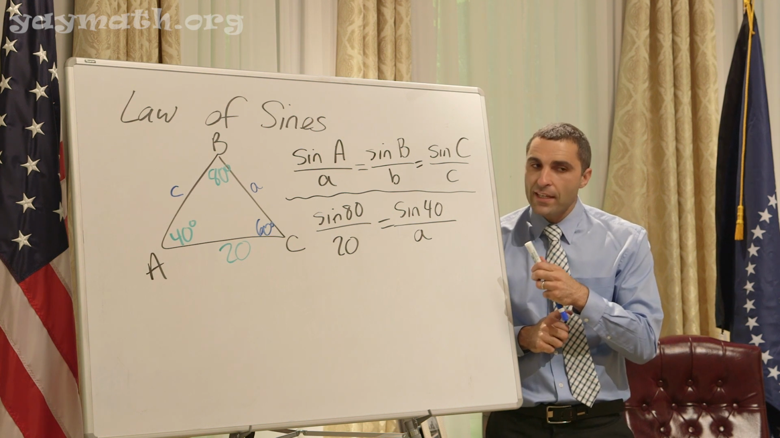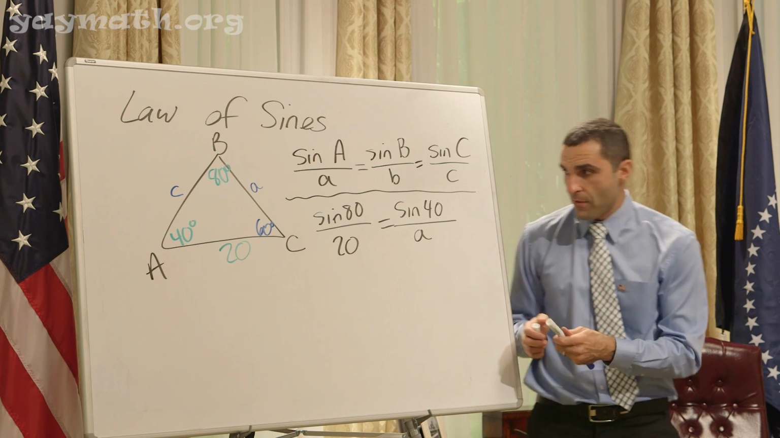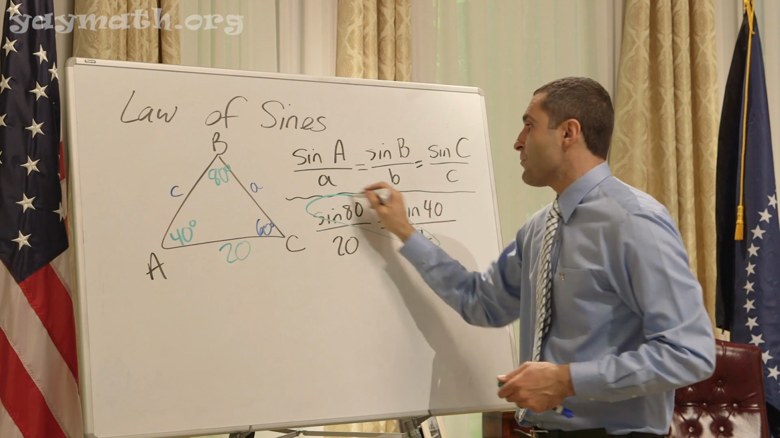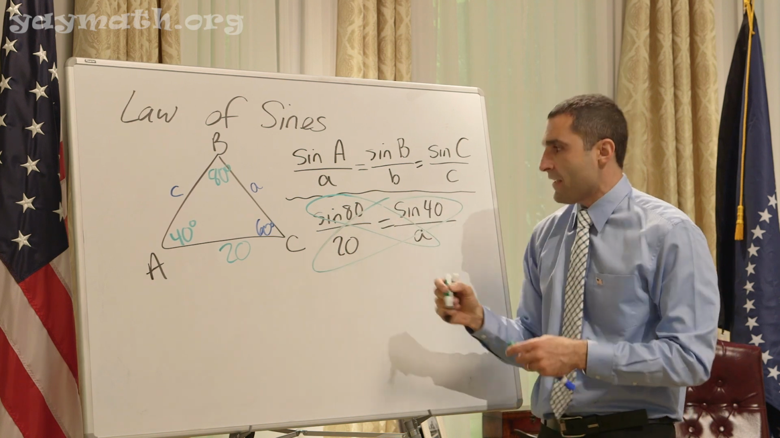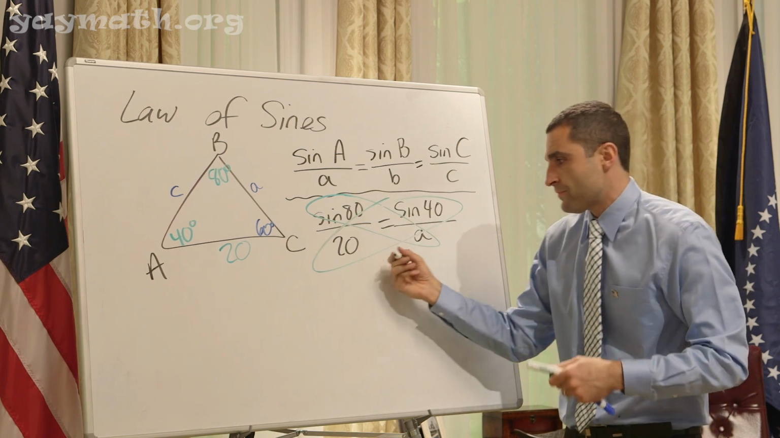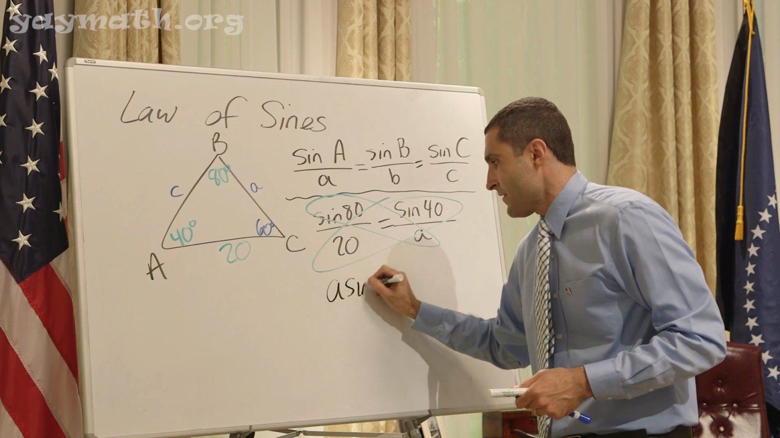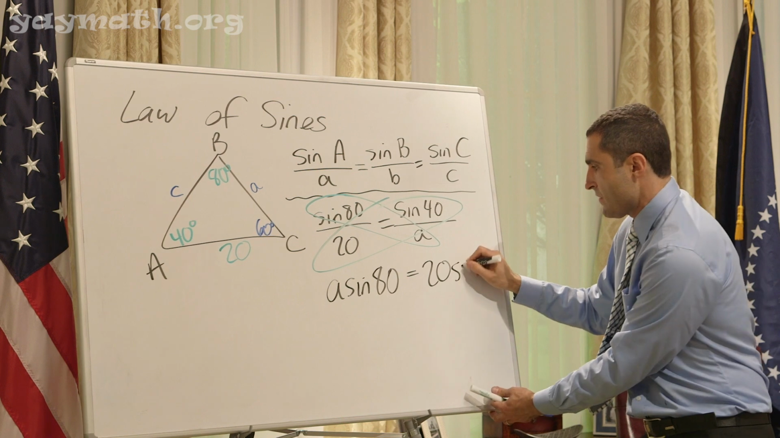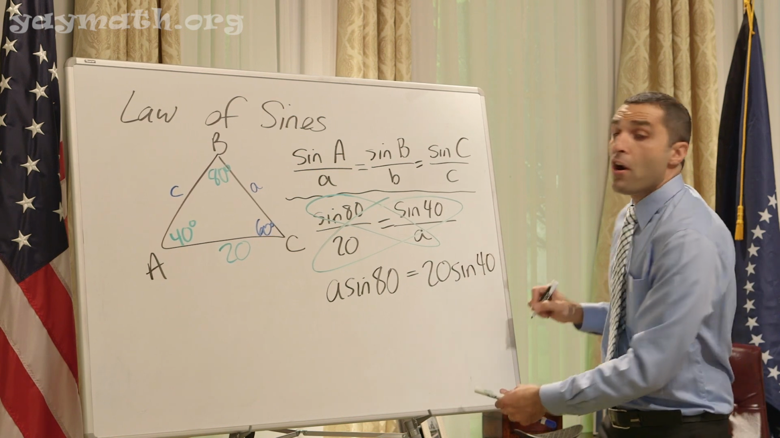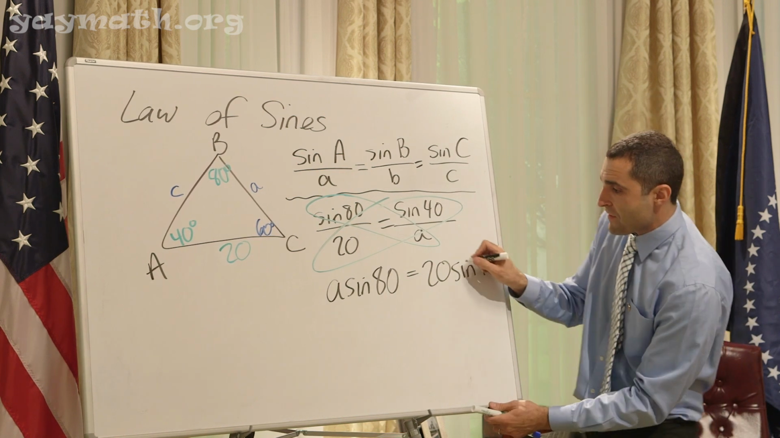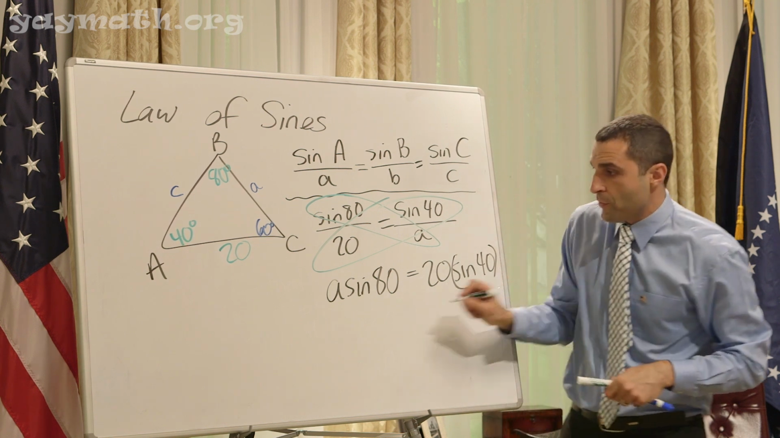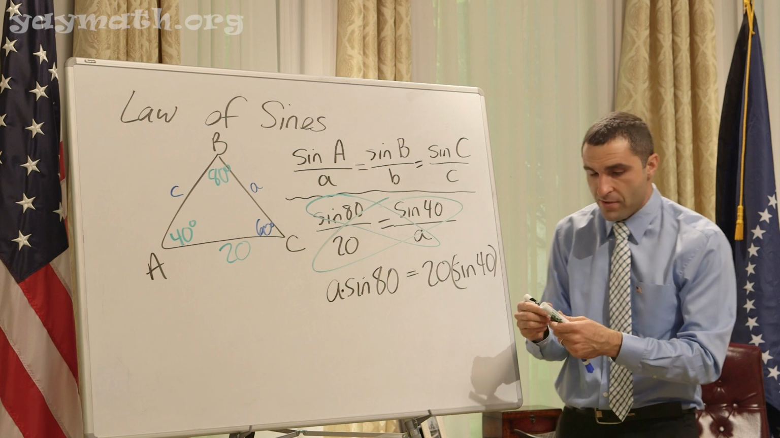And now we cross multiply. If we were to cross multiply, we get a sine 80 equals 20 sine 40. Can you simplify that? No. Sine 40 is its own ratio, and then this is times 20. But we need to get a by itself by doing what to both sides?